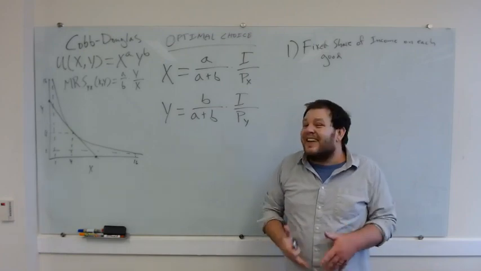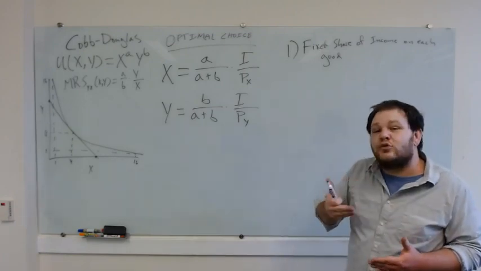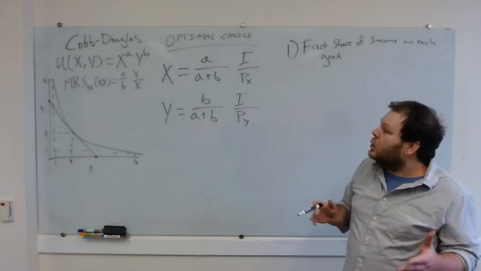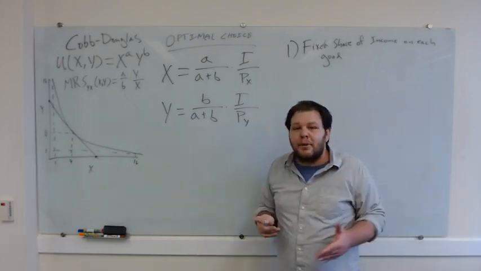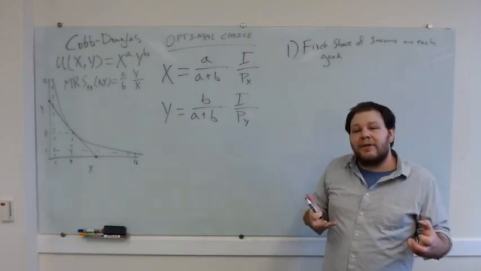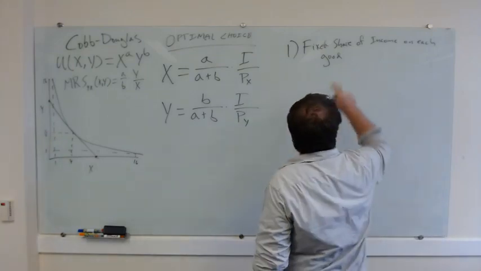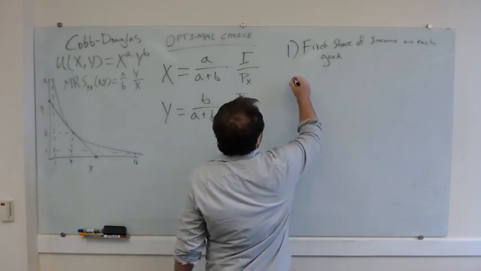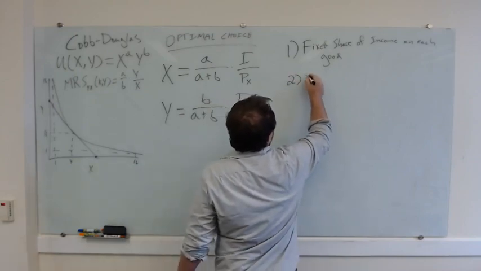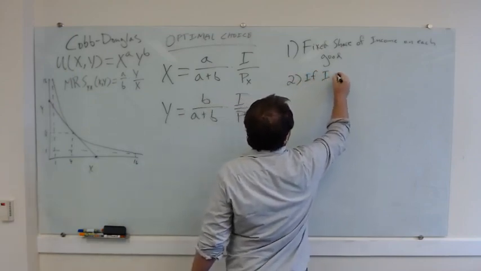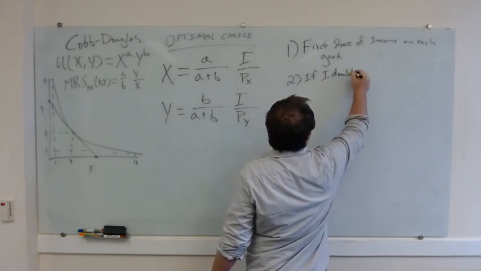The classic example, although this is becoming less true over time, is housing, where high-income people and low-income people, on average, spend about a third of their income on housing. Okay, so that's the first thing to notice. This also has a couple of implications. So the second, if income doubles, X and Y both double.